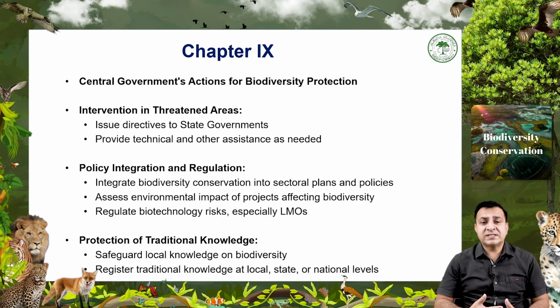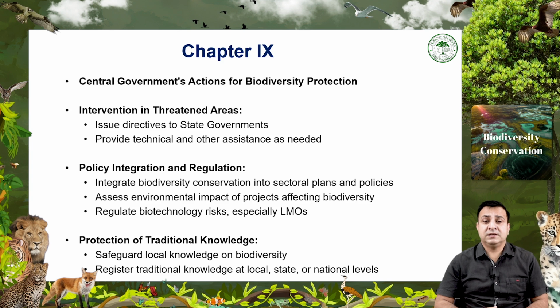Chapter 9 also emphasizes that if the central government finds that an area rich in biological diversity is threatened by overuse or neglect, it can issue directions to the concerned state government to take corrective actions, offering technical and other assistance where needed. The central government also aims to integrate the conservation of biodiversity into relevant sectoral plans and policies.